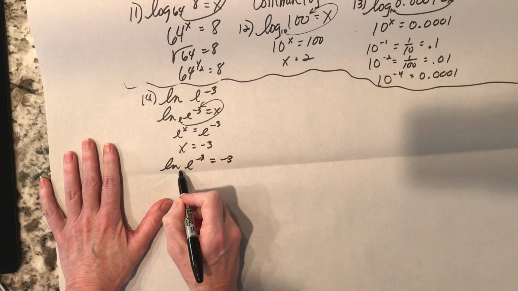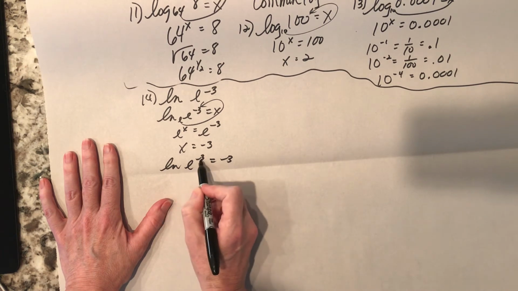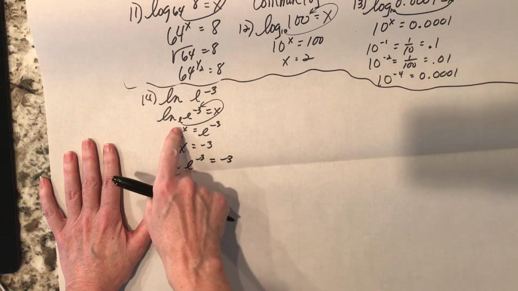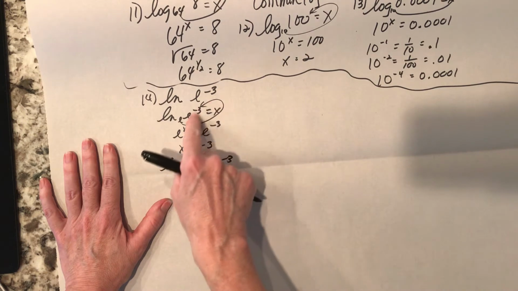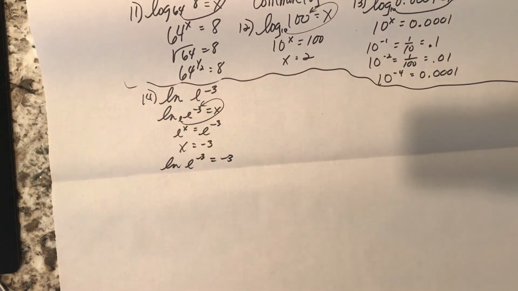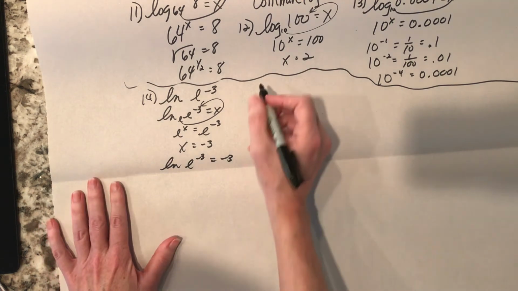What do you have to raise that understood e to get it to be e to the -3? Well, that seems pretty obvious, because once you set it up, what do you raise an e to make him be e to the -3? Bases match, exponents match. Number 15 is similar.